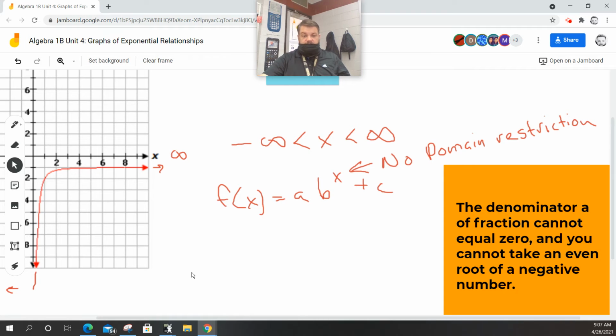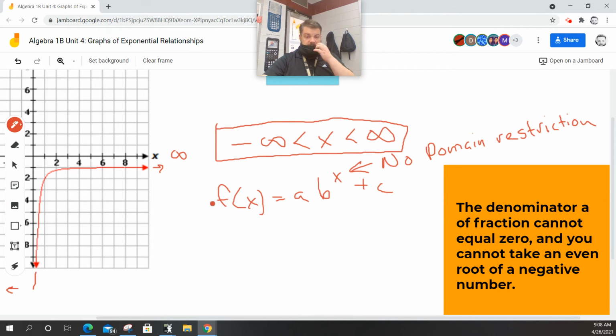So this is the answer to the question, but I want you to think about domains and domain restrictions in a broader sense. For example, if I have 1 over x plus 2, and it's the function g of x, x plus 2 cannot equal 0, right? Because it's a 0 in the denominator.